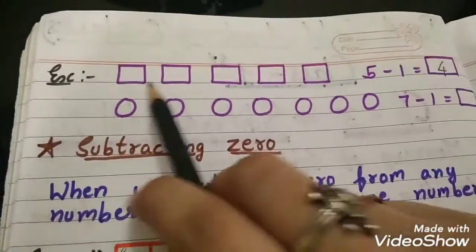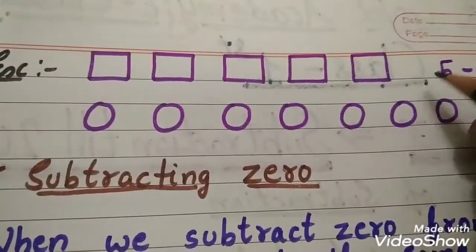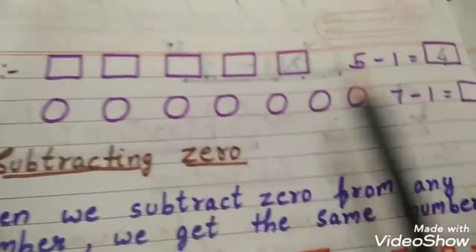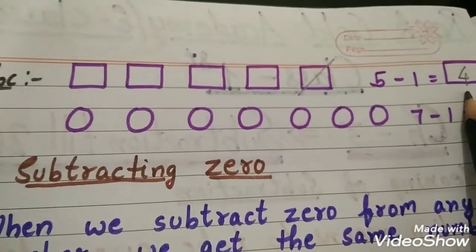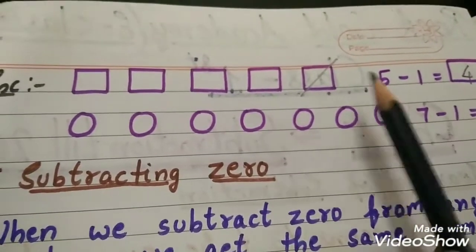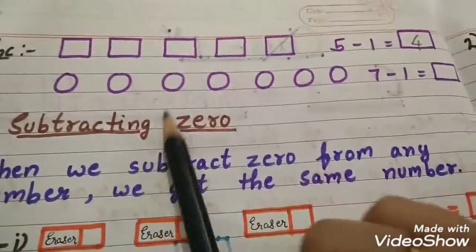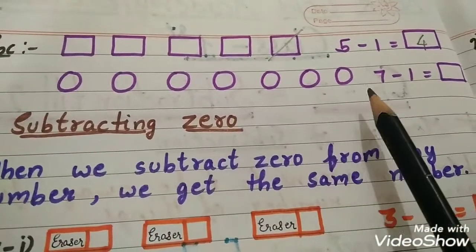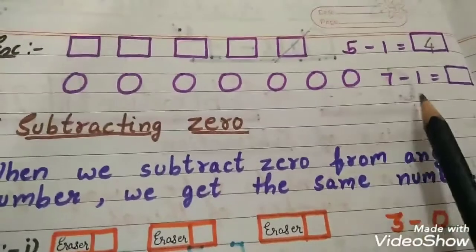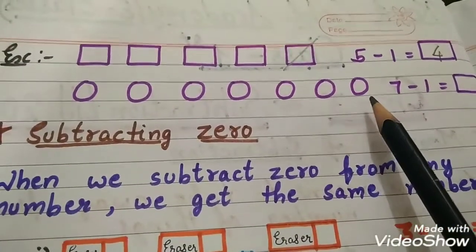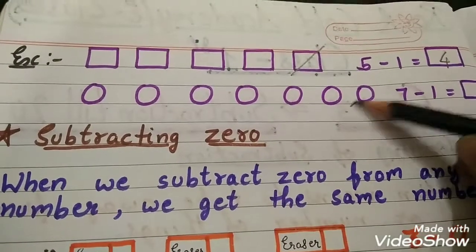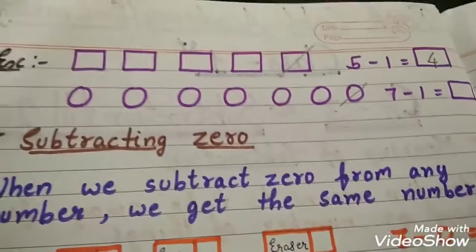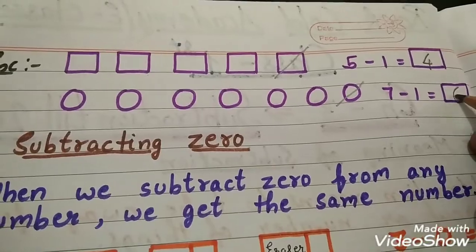Let's check it out. From 5 boxes, we have to minus 1. So we will minus 1 box. How many are left? 1, 2, 3 and 4. See, we have also written here 4 because 4 comes just before 5. Next, how many circles are there? 1, 2, 3, 4, 5, 6, 7. Right? 7 circles. 7 minus 1. What comes before 7? 6. And if we cancel one circle, we also will get 6. See, 1, 2, 3, 4, 5 and 6. So the answer is 6.